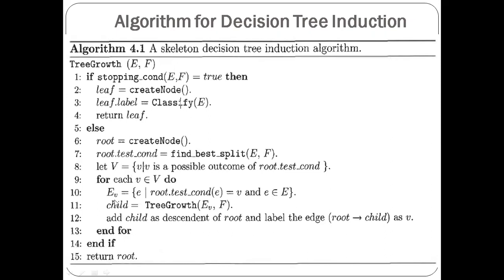We call the same function with E_v, F. Once we call this function, it will again choose one of the attributes as a test condition and divide the records into purer subsets. Like this, it will keep growing until we reach the stopping condition, that is, until all the records belong to the same class label. So this is the procedure that we follow in the decision tree algorithm.